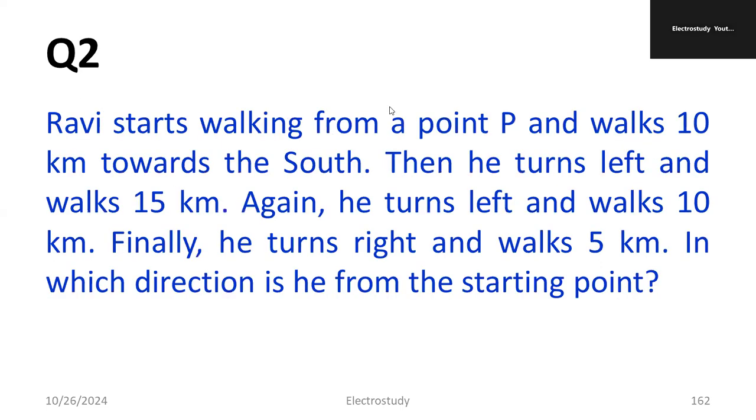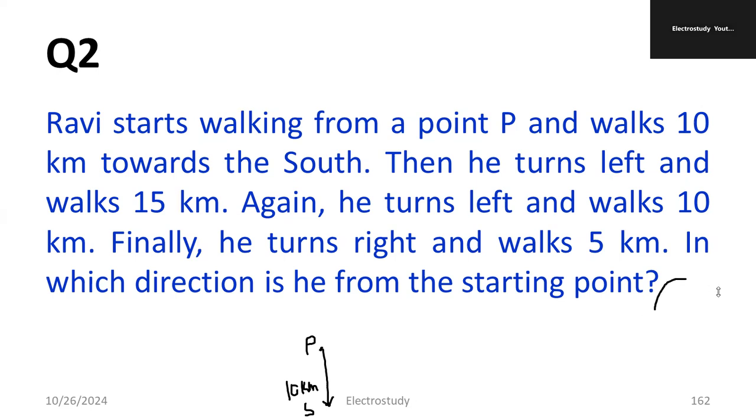Now, let me go through another question. Ravi starts at a particular point P. Here Ravi is available and walks 10 kilometers towards the south. He's walking 10 kilometers towards the south. Then he turns left. So he walked 10 kilometers, and right now he's facing the south direction. Now you have to take a decision. Then he turns towards the left.